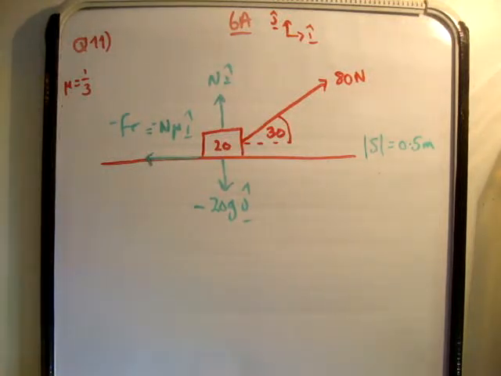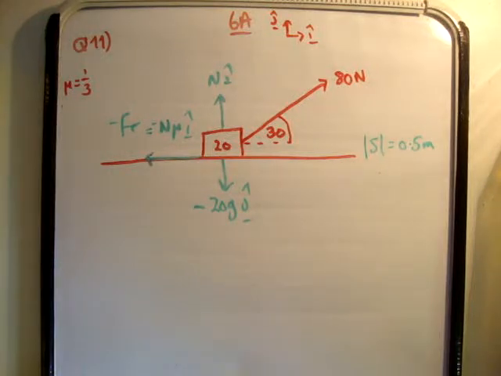It reads: a particle of mass 20 kilograms is pulled along a rough horizontal plane by a string which is inclined at 30 degrees to the horizontal. If the tension in the string is 80 newtons and the coefficient of friction between the particle and the plane is 1/3, calculate the horizontal and vertical components of the tension, the normal reaction between the particle and the plane, the acceleration of the particle, and the total work done in moving the particle through a distance of 0.5 meters.